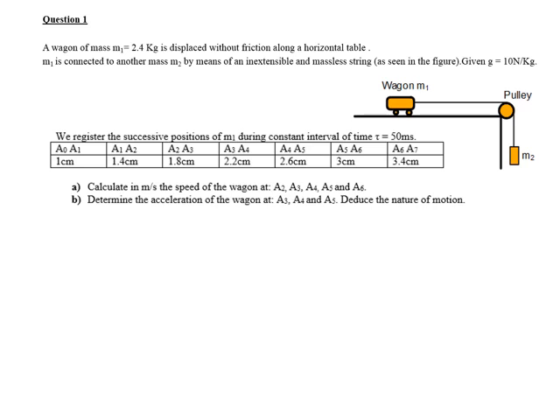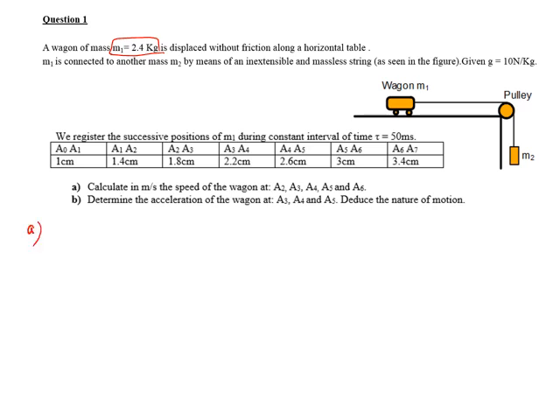Question 1. A wagon of mass M1 equal 2.4 kg is displaced without friction along a horizontal table. M1 is connected to a mass M2 by means of an inextensible and massless string as seen in the figure. g equals 10 Newton per kilogram.